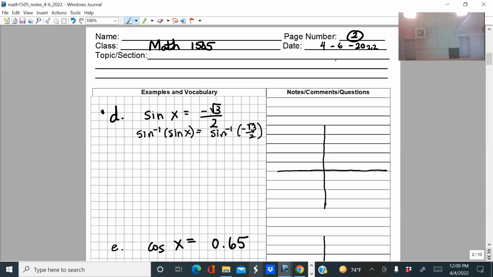Well, sine is always negative. That's why. So it's going to be second or fourth.